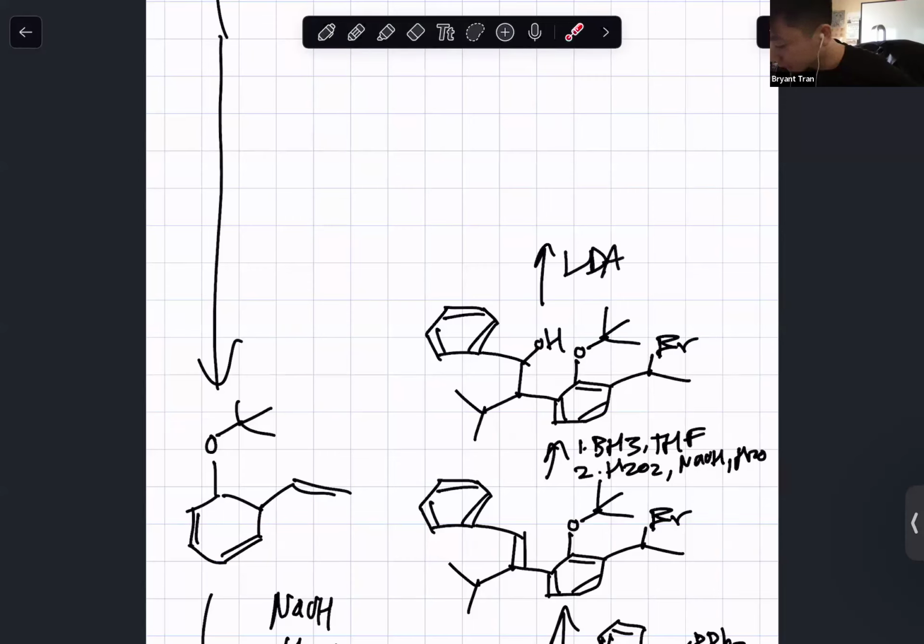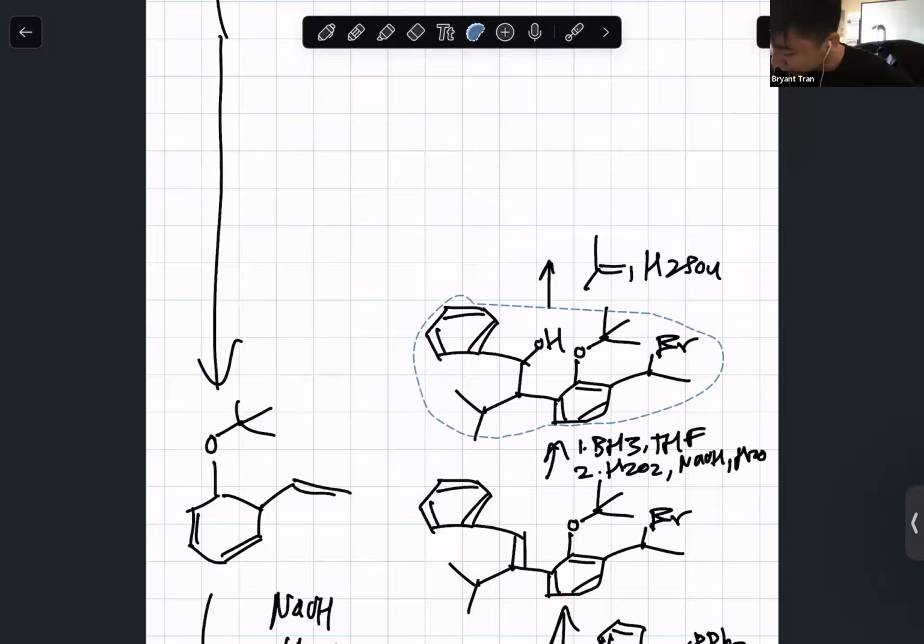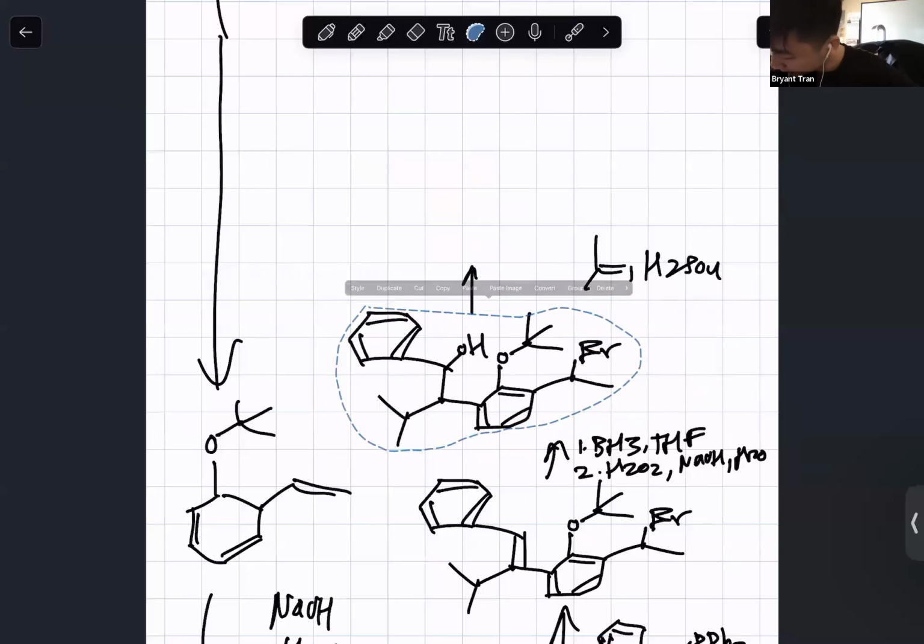Now, when I do LDA here, what's the problem? What's gonna get in the way of us getting this proton and making the double bond? What's another acidic proton that's more acidic than that? The alcohol. Yeah. How can we protect the alcohol? With an alkene and H2SO4, the same way as how we protected the alcohol in the beginning, yeah. And that works out because we can deprotect both alcohols with the same reagent here.